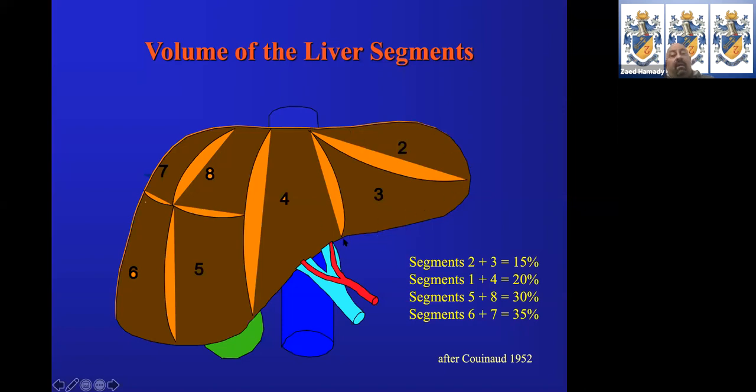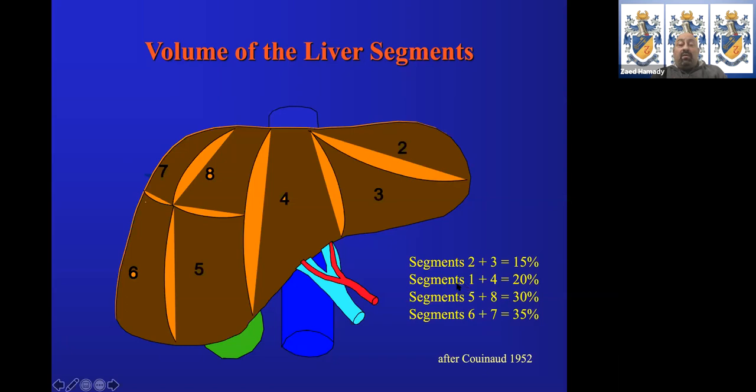Now, you may know that in Japan, they use a functional liver assessment, which is the ICG test. It isn't taking any popularity in the UK. It's been used in Manchester for research purposes, but not more than that. And the general agreement and general practice in the UK is that we depend on the volumetric assessment. As an assessment, segments 2 and 3 usually represent 15% of the liver.